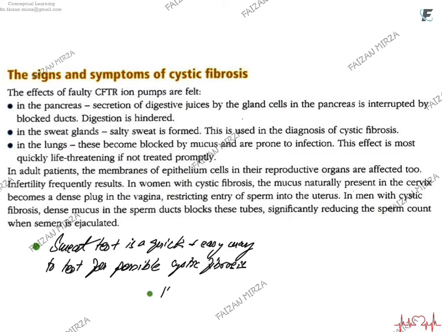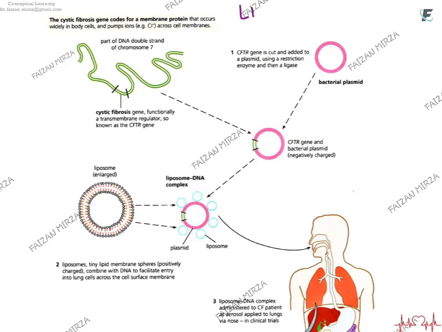In this sweat test, cystic fibrosis is actually diagnosed by the concentration of salt present in the sweat of the individual. These people have highly concentrated sweat in their skin, so they have very salty sweat. That's the diagnosis that the person is actually suffering from cystic fibrosis.